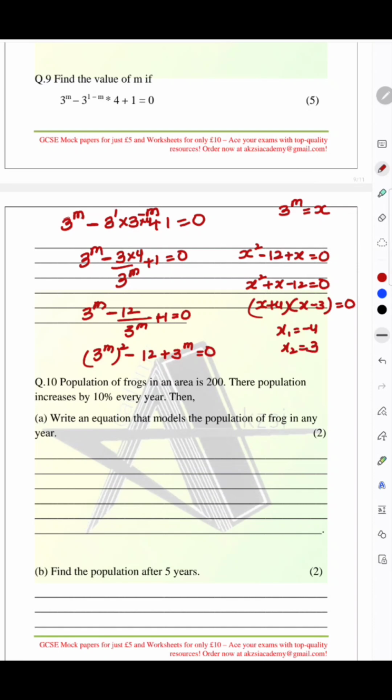Putting that value, we have assumed x as 3 to the power of m. So 3 to the power of m is negative 4, and 3 to the power of m is positive 3. Anything to the power of something cannot be negative, obviously. So this is not possible. The only possibility is 3 to the power of m equals 3. So I can write 3 to the power of m equals 3 to the power of 1. We have made the base number the same, so m is 1. So that's the value of m.